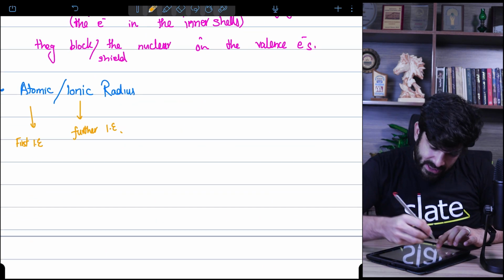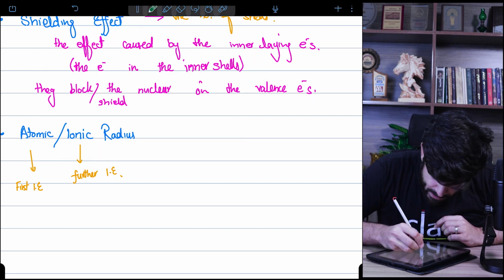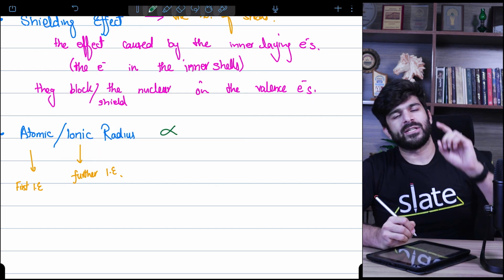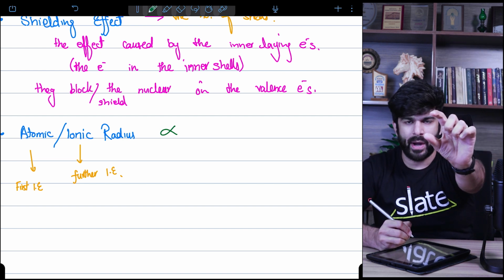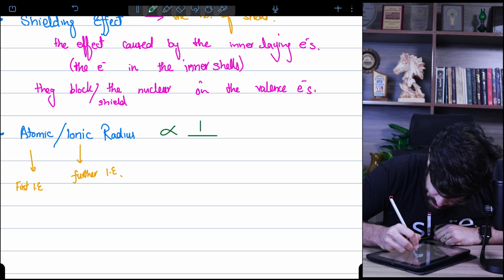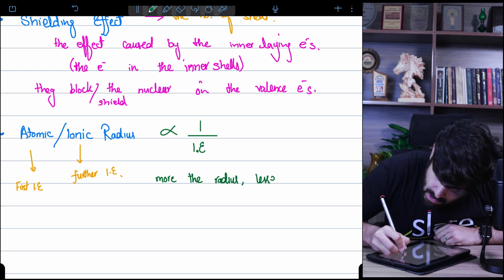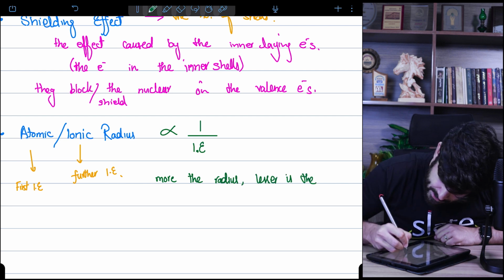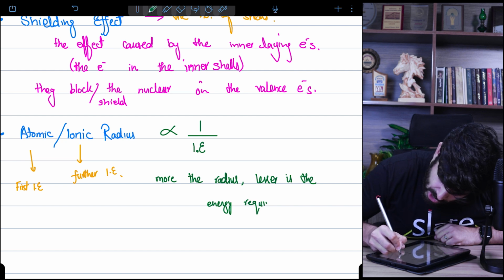So let's understand by the proportionality concept. With atomic radius, the more the atomic radius, the lesser the energy required to remove an electron. So this is inversely proportional. The more the radius, the lesser is the energy required.